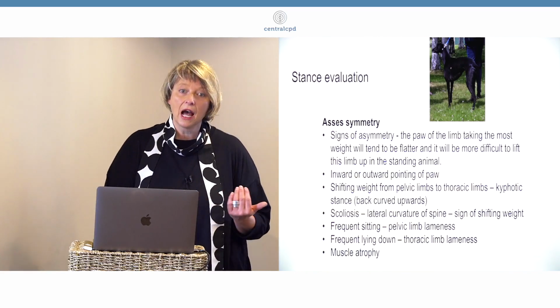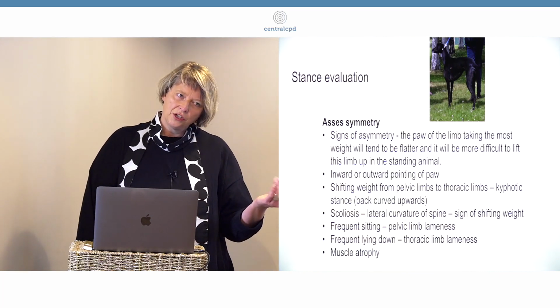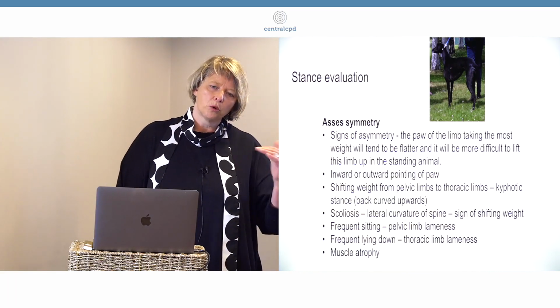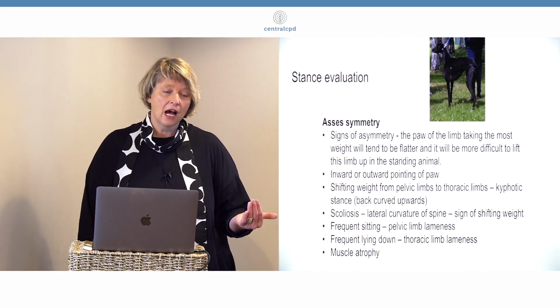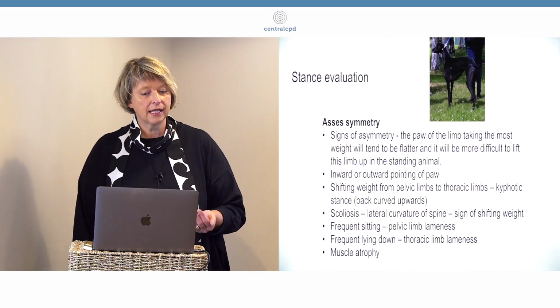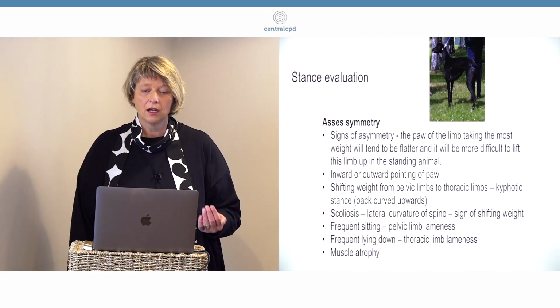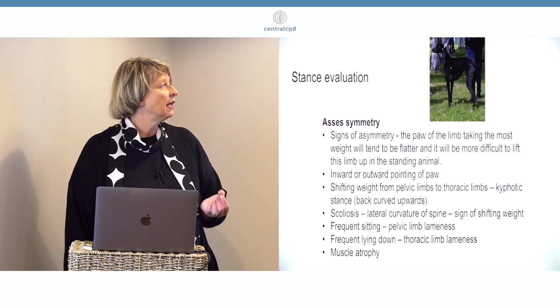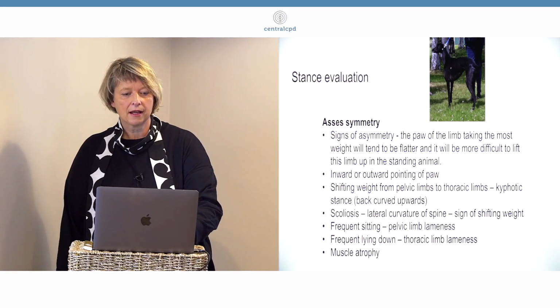They may sit down, and that could be an indication that a problem is in the pelvic limbs, or if they lay down, that could be more a sign that there's a thoracic limb problem. Muscle atrophy may be present. All these are details we want to pick up when we assess the stance.